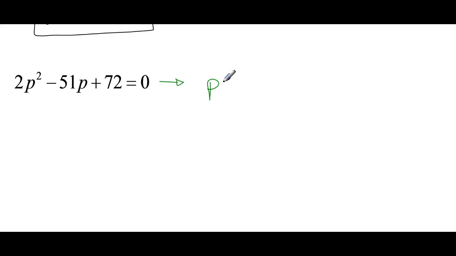Okay, so negative b, well, b is negative 51. Watch out for double negatives. Negative 51 is just plain 51. Plus or minus, big old square root, b squared. Oh my gosh. 51 squared? This is where you probably want to grab a calculator.